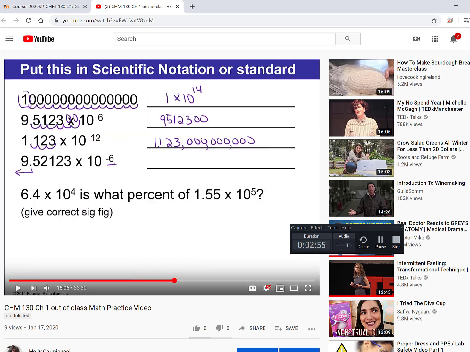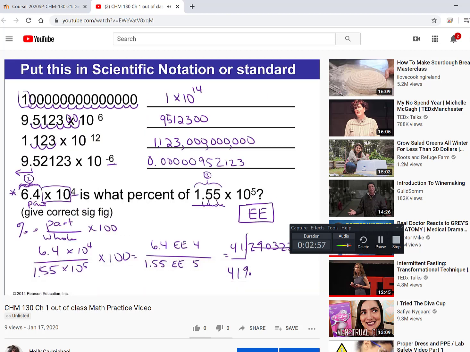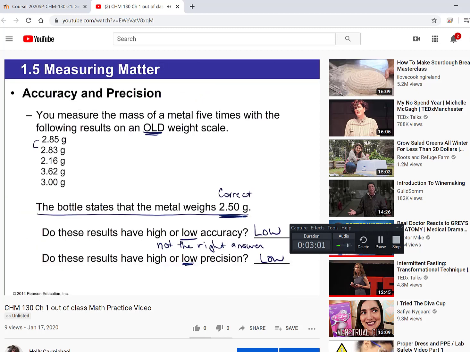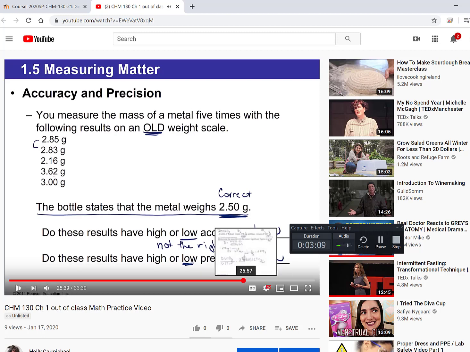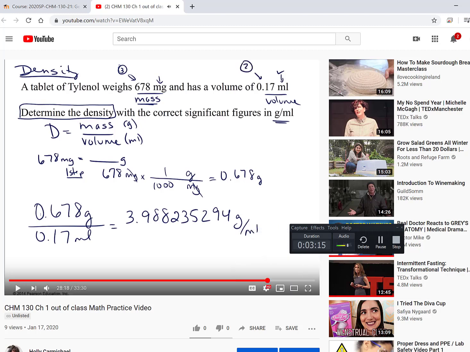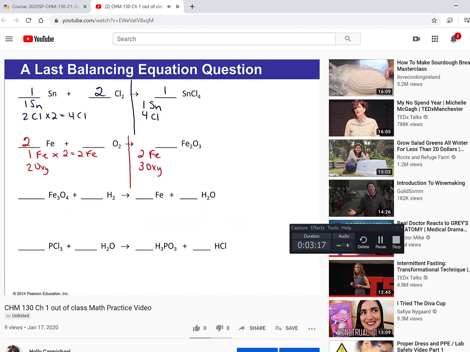And then at the end, we did exponents. I did an example of percents. I did an example with accuracy and precision, like how do you recognize numbers that are considered accurate versus numbers that are precise, sort of to link those together. And then towards the end, I did another density example, and finished it up with more balancing equations.